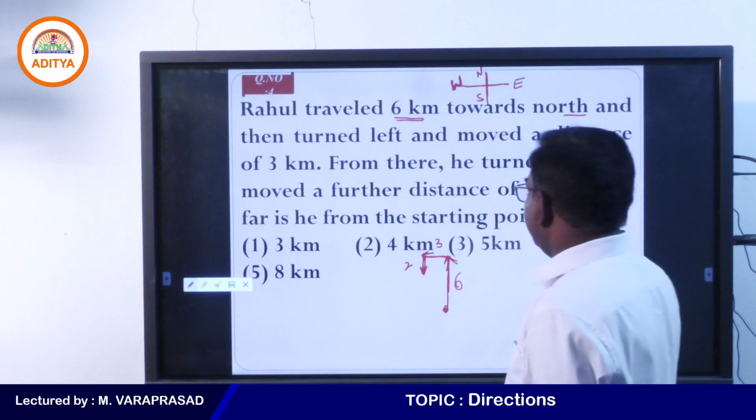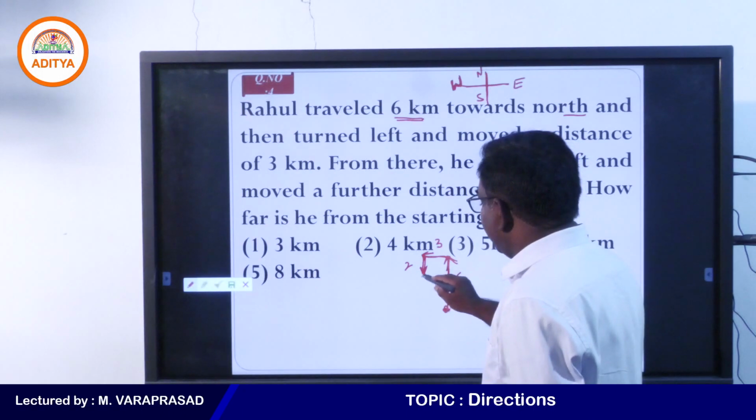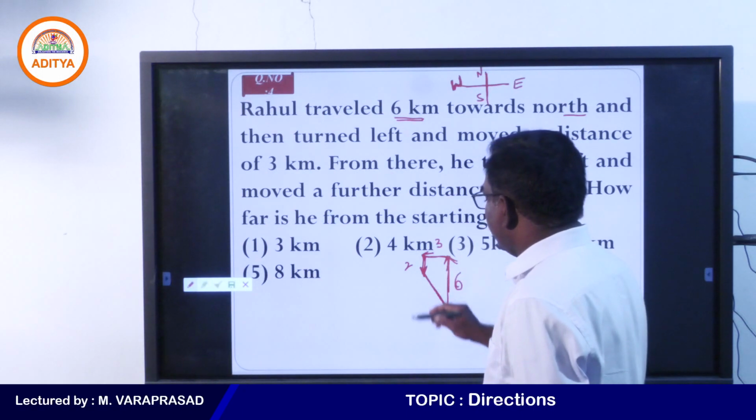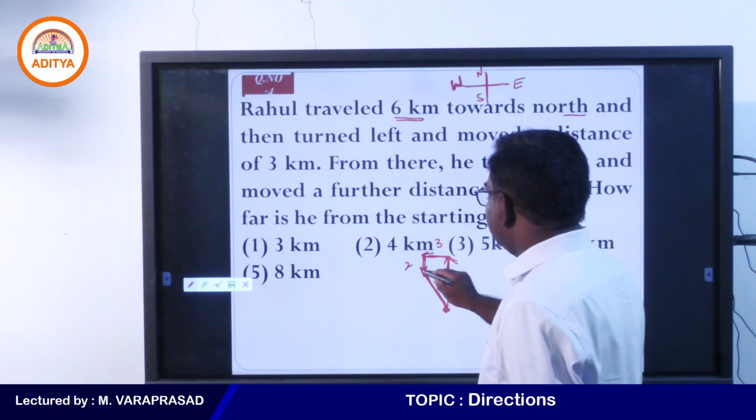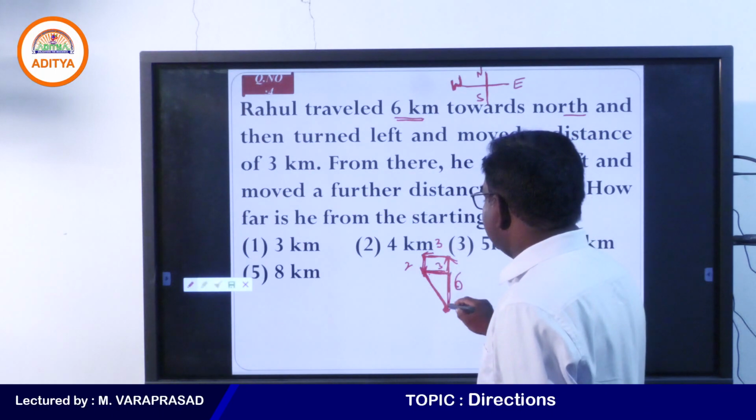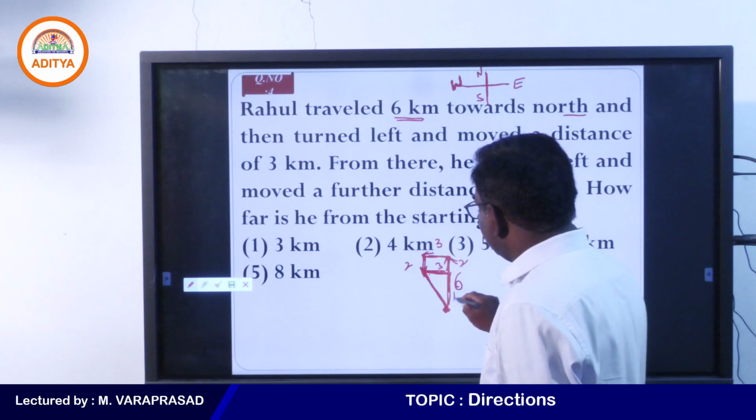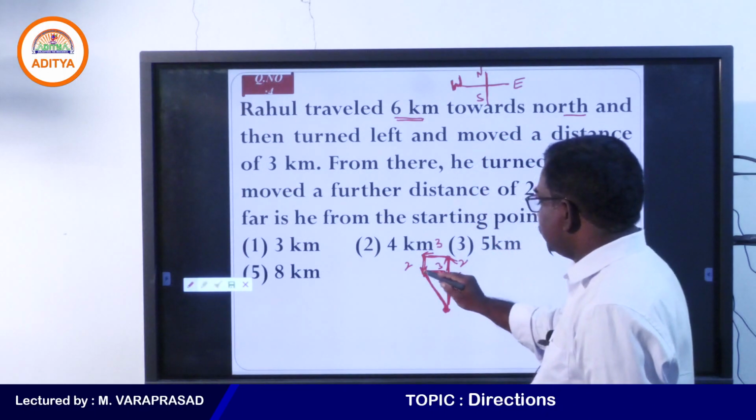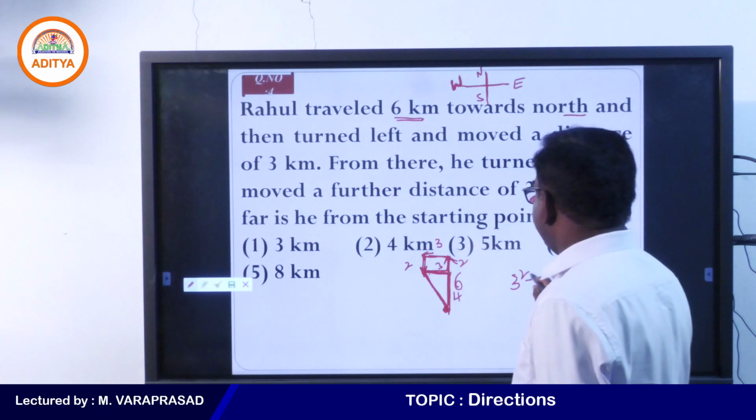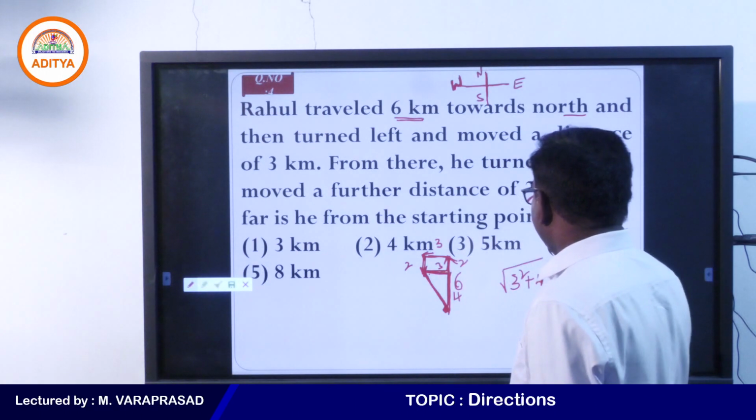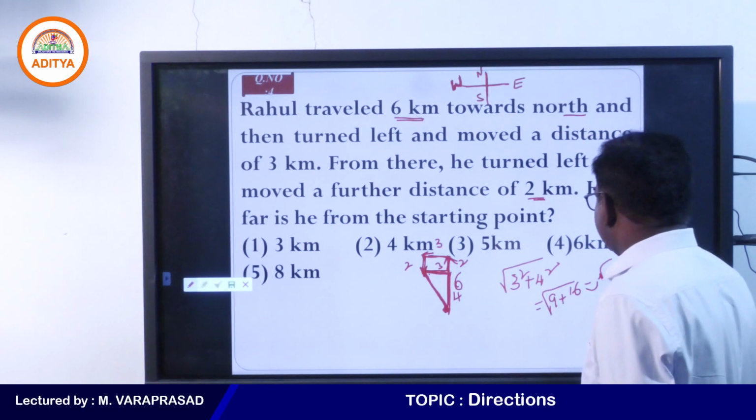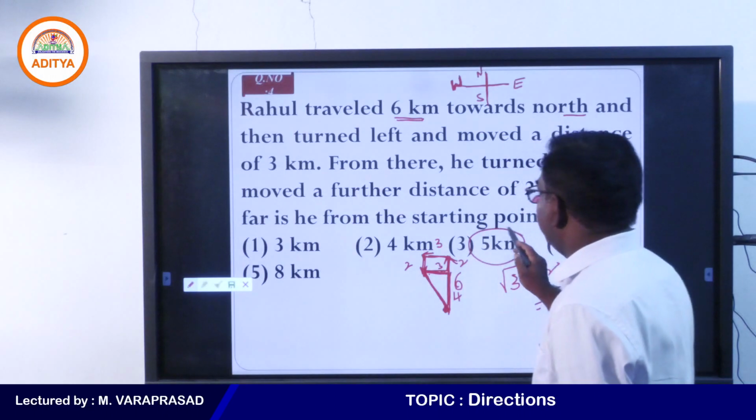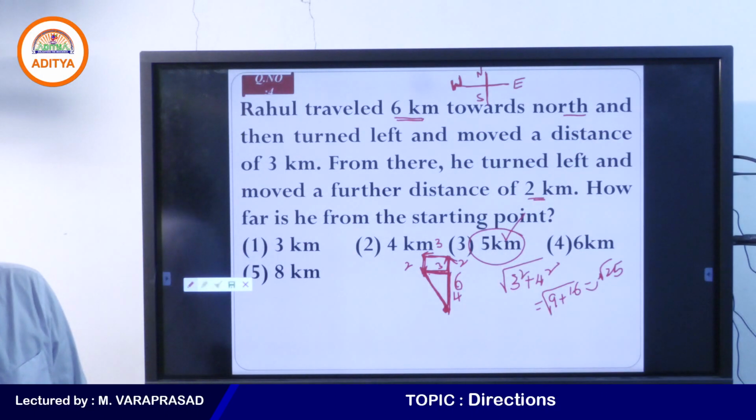So, how far is it from the starting point? This is the starting point, then this is the ending point. How far this distance is what they are asking. If you take this one as 3, this is also 3. So, this is 3 and this, if you take as 2, this one is 4. So, 3 square plus 4 square, root of 9 plus 16 means root of 25, root of 25 means that is 5. Option number 3.